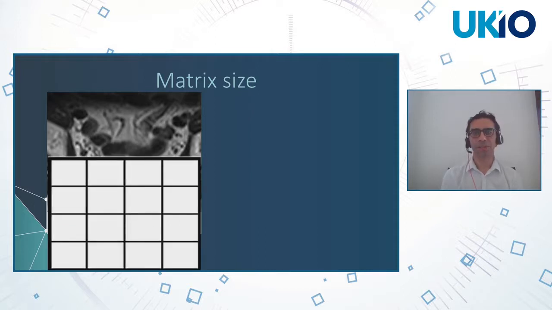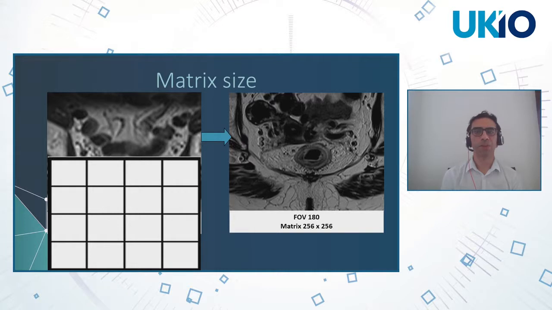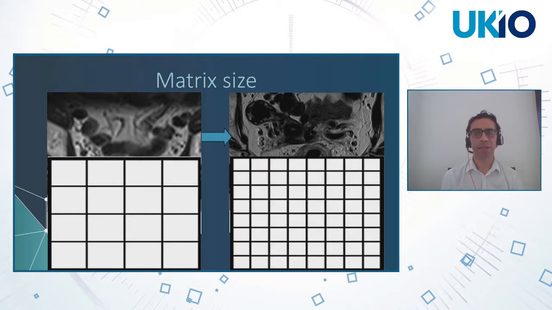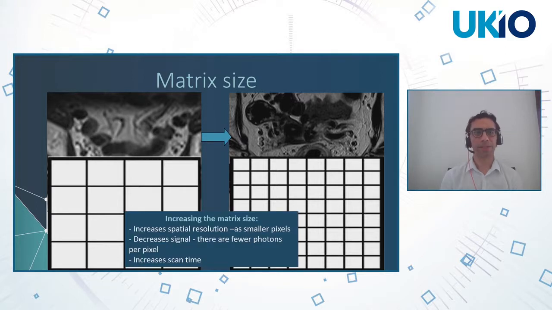So here's a simplification. Each individual square is a pixel making up the image. To improve the image quality, we can increase the matrix size and leave the field of view unchanged. This results in a higher spatial resolution as the pixel size is reduced. However, using this approach, the signal-to-noise ratio is decreased as there is less signal per pixel, and the number of phase encoding steps has increased, so the scan time has increased. So here's a summary text box of what happens if you increase the matrix size but leave all other parameters unchanged.